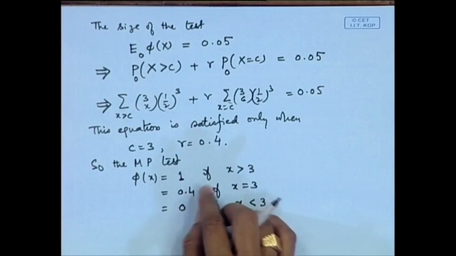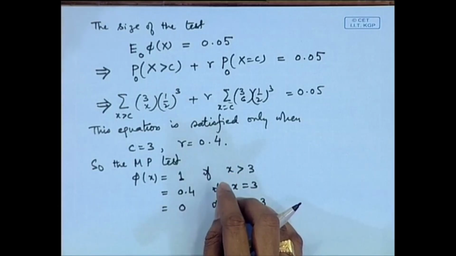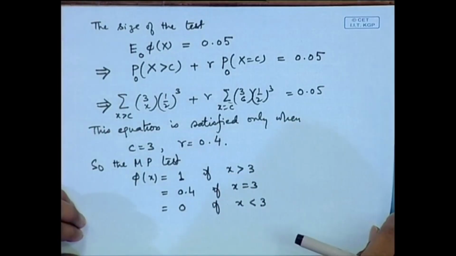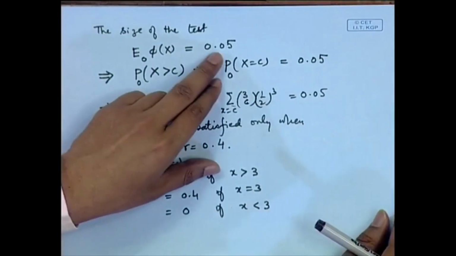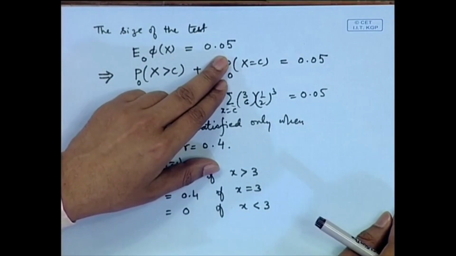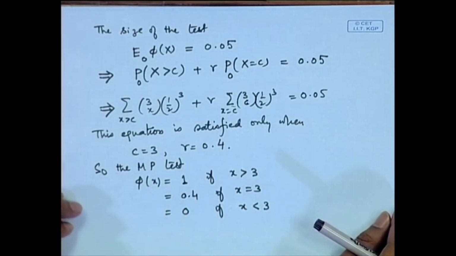So, you can see here that by application of the Neyman-Pearson fundamental lemma, we are able to get the most powerful test. Of course, it is another matter that if we change this α to be say 0.01 or 0.1, then the test will be slightly modified here.